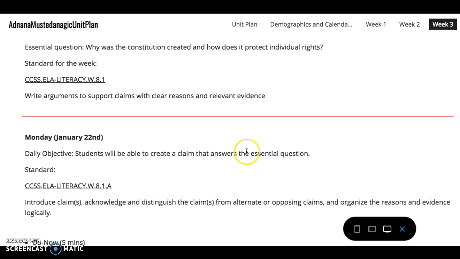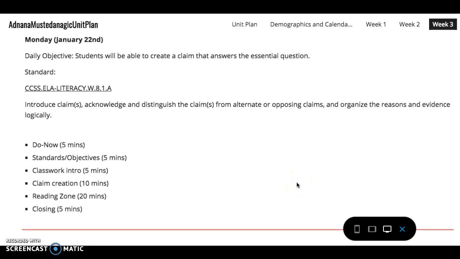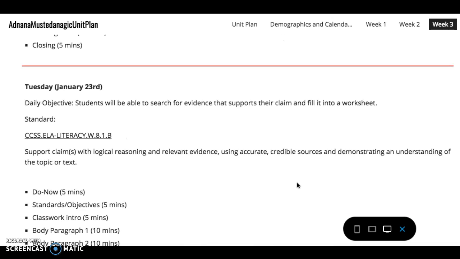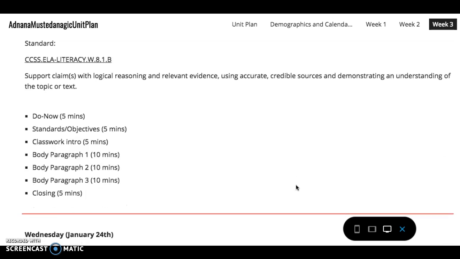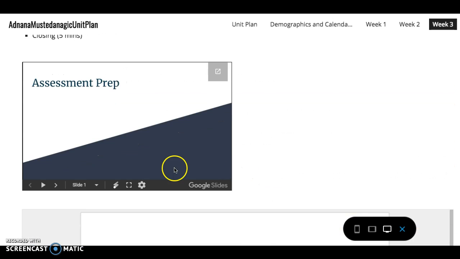final assessment. So Monday would be something along the lines of creating a claim that answers that central question. So they pick a side and create their 3 reasons why. We go through introducing that. I give and provide worksheets that are tailored to every single day that act as deliverables, and I track their progress through that. Tuesday and Wednesday focuses on evidence. Thursday and Friday they go through and write.